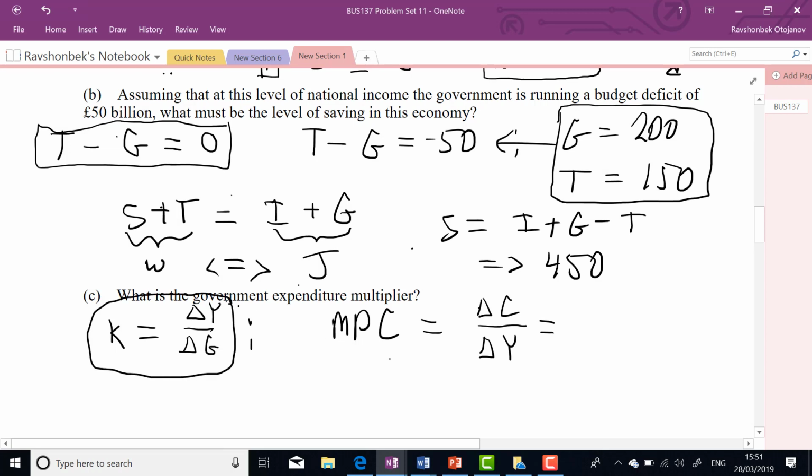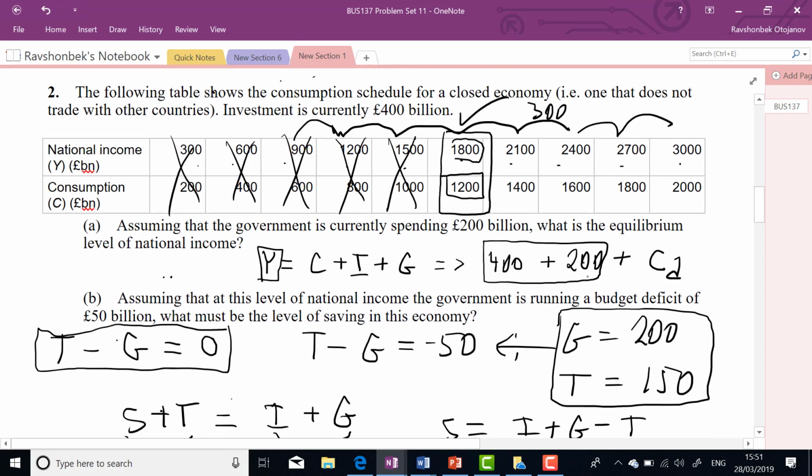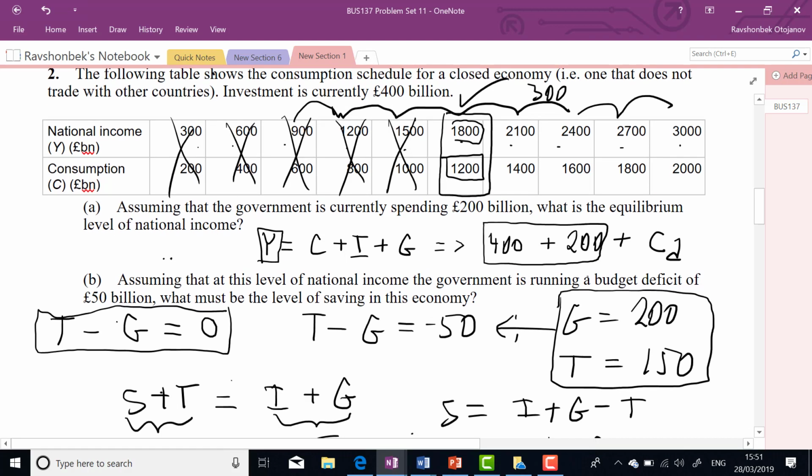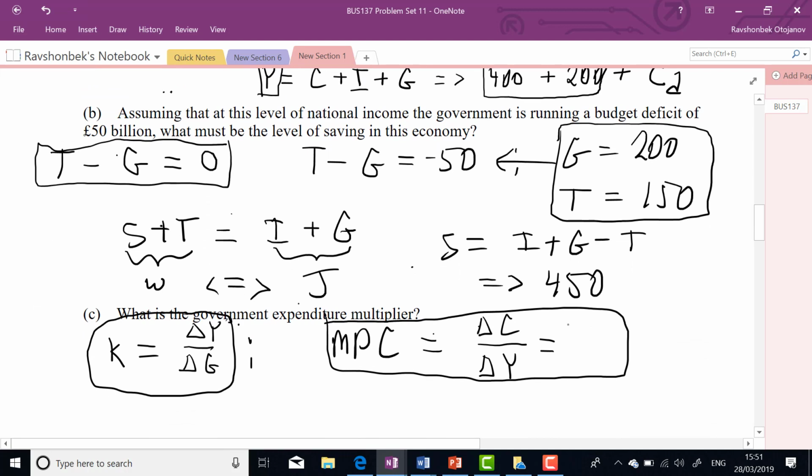This formula is in your book. Please tell me what the result is here for MPC. Let's look at C. We know the change in Y is basically 300 and the change in consumption is 200. So the MPC is 2/3. We consume 2/3 of our income.